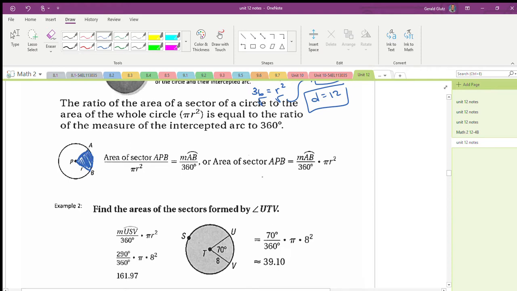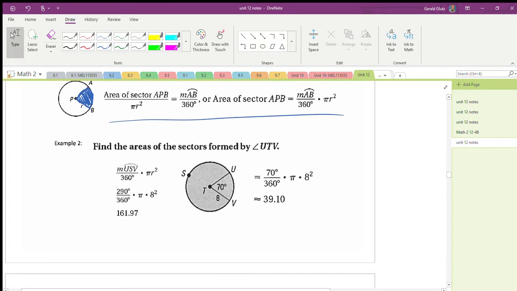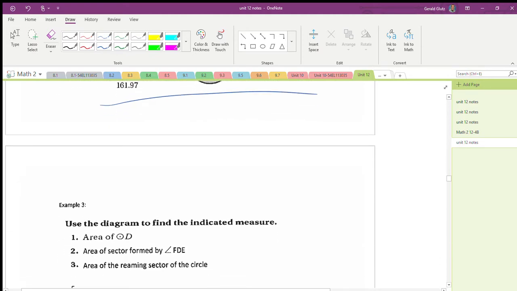So here's a formula, and here's an example. I'm not going to go over those. You can pause the video and look at them if you want, but we're going to do an example just like those.